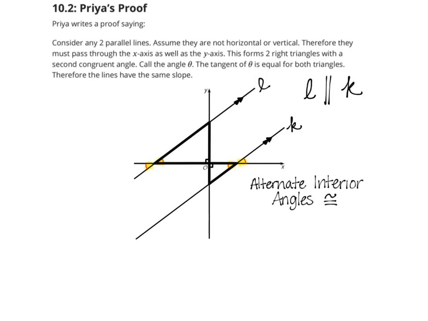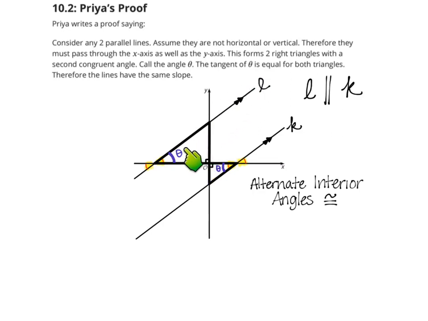Now let's look at those two triangles. Well, there I made them a little darker so you can see here's the two triangles. And both these triangles have a right angle right here at the origin of the axes. And we've already determined that this angle in here is congruent to this angle in the other triangle because of alternate interior angles. Priya names that angle theta. So I went ahead and marked it in the diagram as theta. And then it says the tangent of theta.